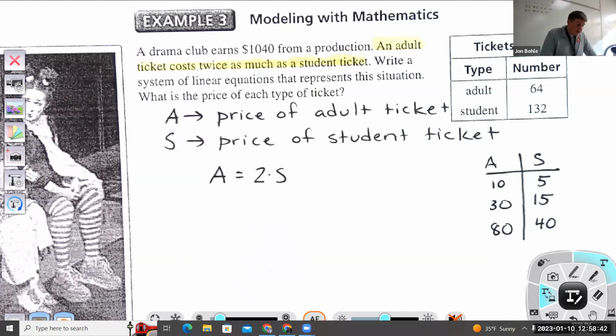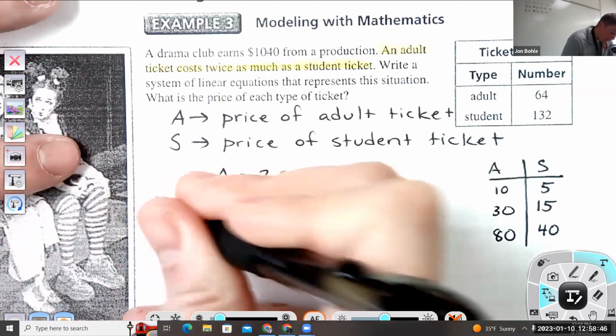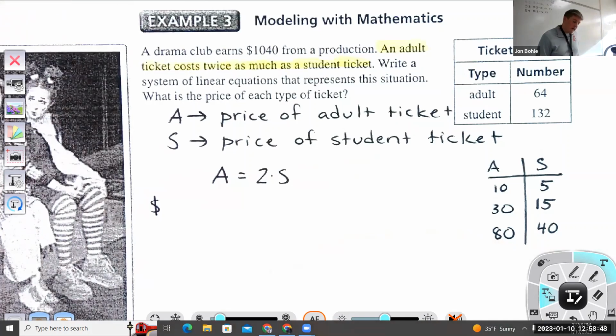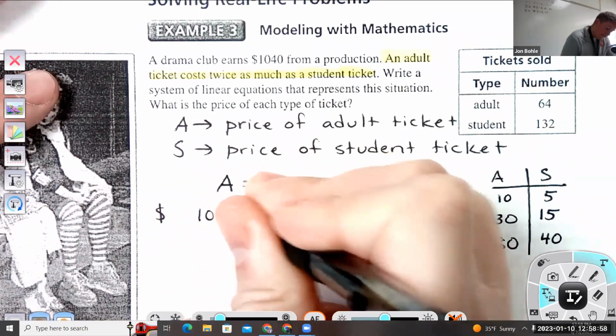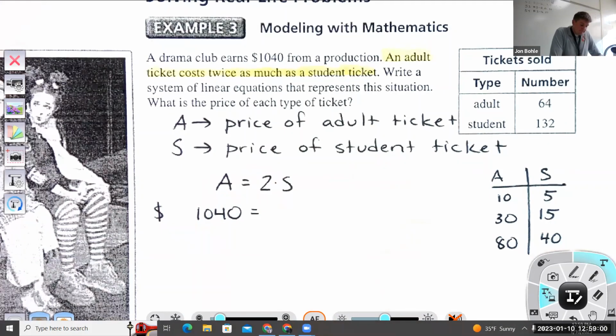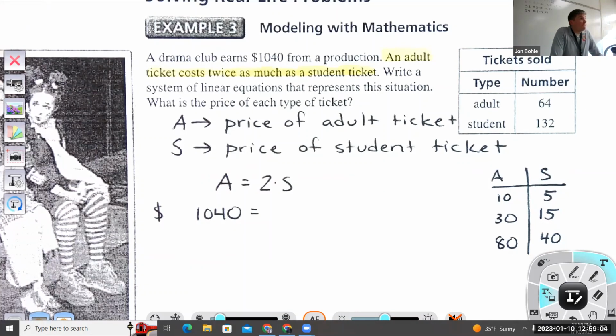Okay, let's do the other one. The other one is going to represent the total money. Okay, how much total money is being earned here? $1,040. Okay. And they what? They earn 520. How do you know?